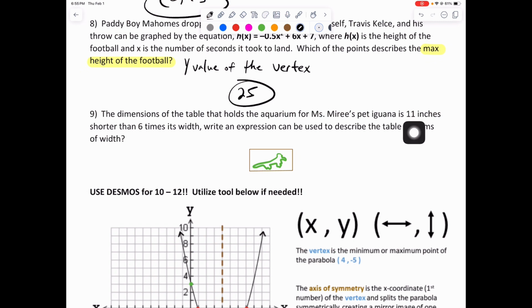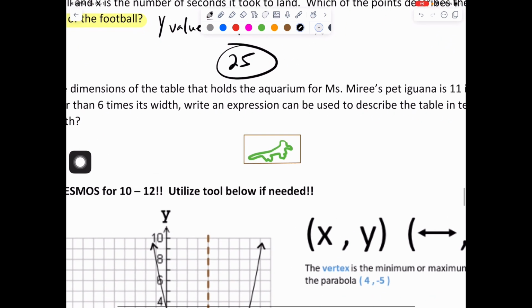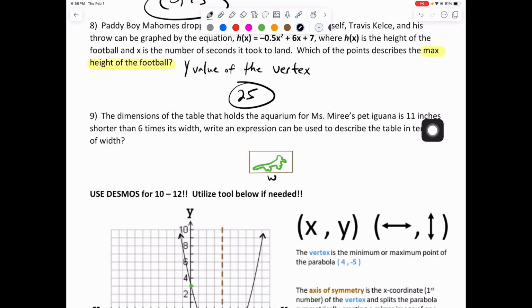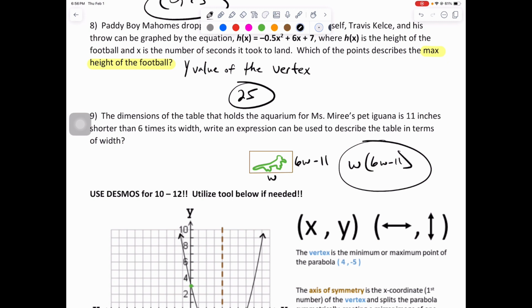All right. Moving forward to number 9, the dimensions of the table that holds the aquarium for Miss Myrie's pet iguana is 11 inches shorter than 6 times its width. Okay, write an expression that can be used to describe the table in terms of width. Well, if we're working with width, let's just go ahead and label the width. And then the other side is 11 inches shorter than 6 times its width. So that means our other side is 6 times its width minus the 11. Well, if we were to write that function, it would simply look like W, open your parenthesis, and in parentheses, you'll just do your 6W minus 11. Go ahead and close it off and circle your answer.